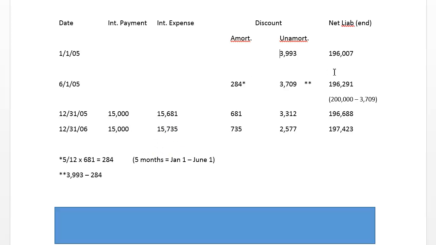So now, unamortized at January 1st would have been $39.93. I amortized 284 of that for the 5-month period up to the date of issue, or I would have amortized that much, right, up to the date of issue. So the unamortized discount at the date of issue is not $39.93, it's $37.09. So $200,000 less $37.09 gives me my present value.